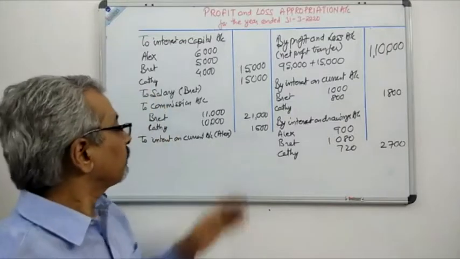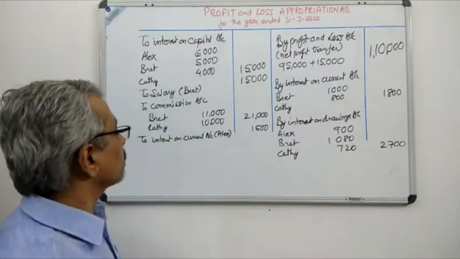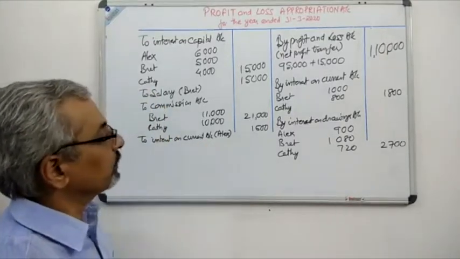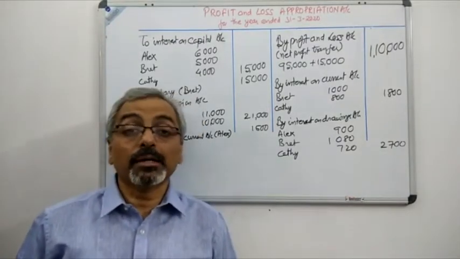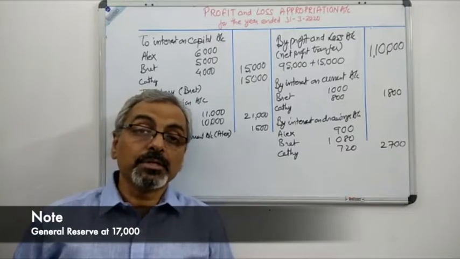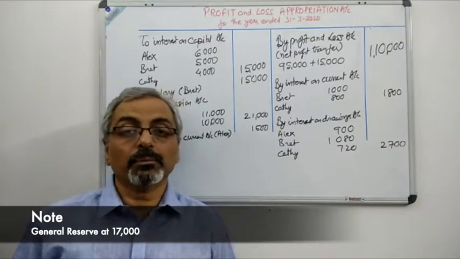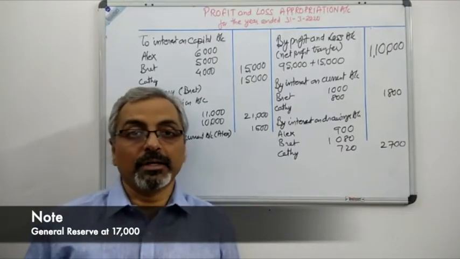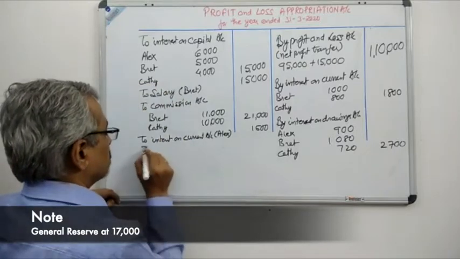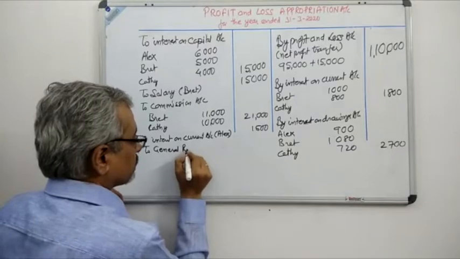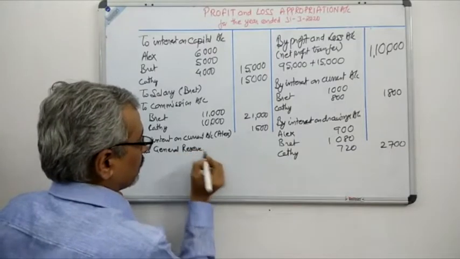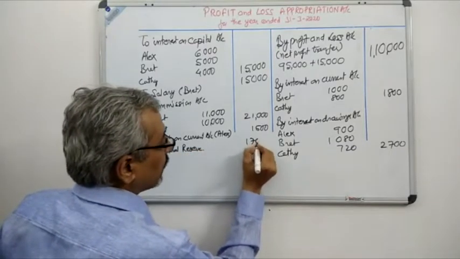Okay, now after that we have also got the interest on current account to Alex 1,500. If you remember, there is one more thing which is given in the question, that is to provide general reserve at 17,000. Okay, the general reserve has to be provided at 17,000. So over here, to general reserve 17,000.